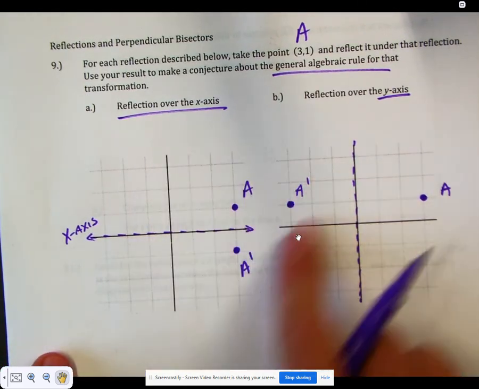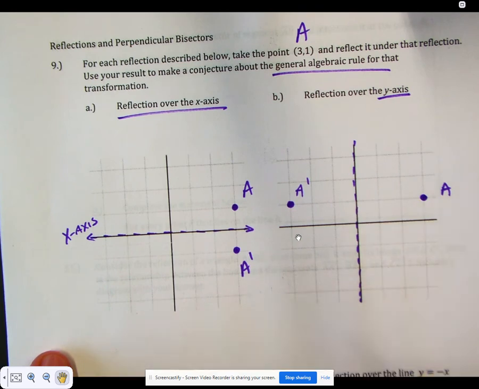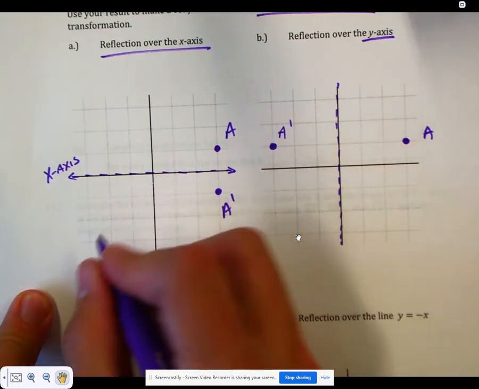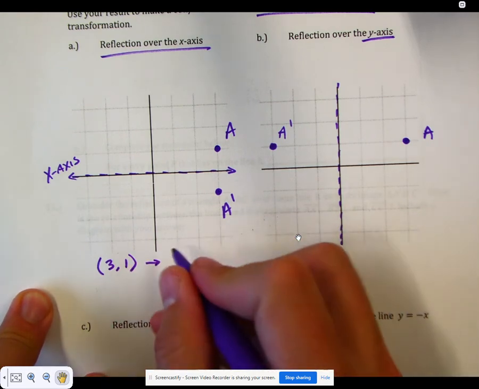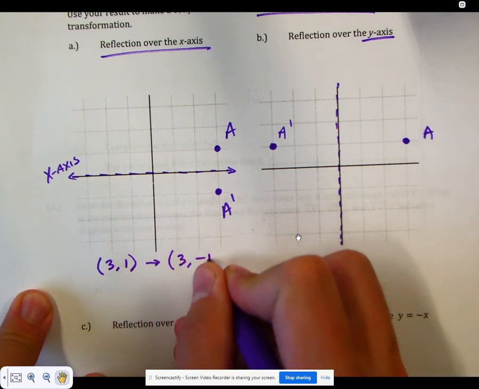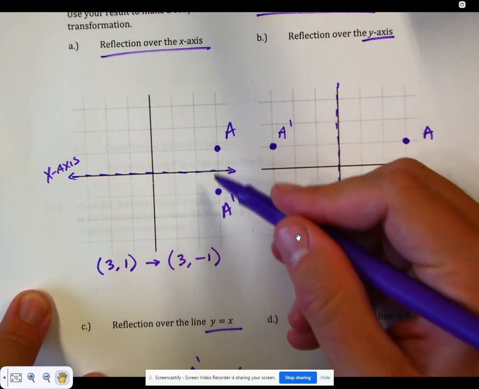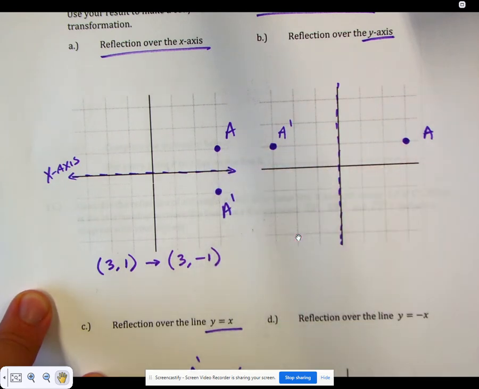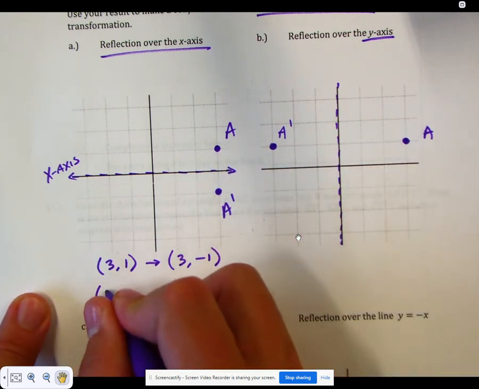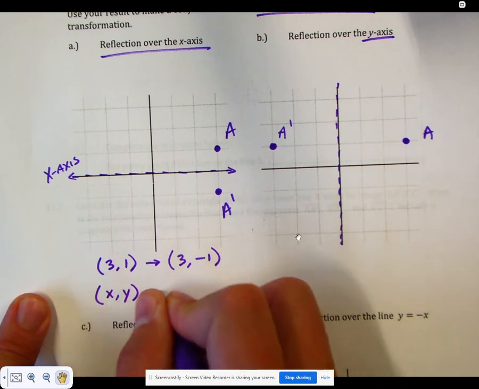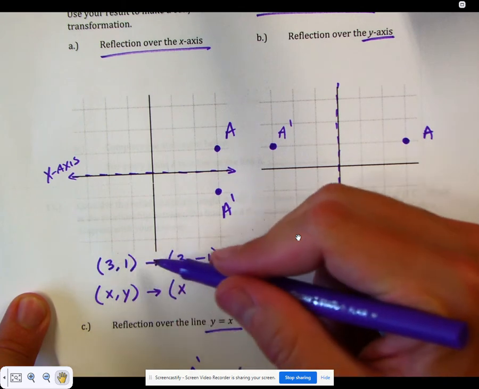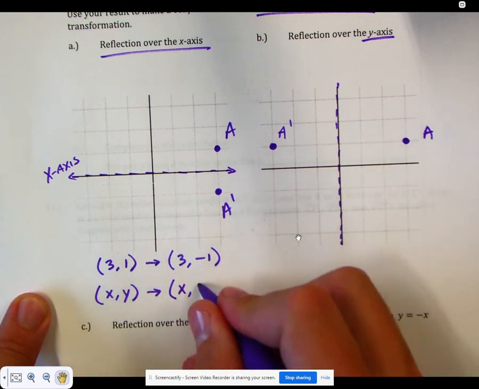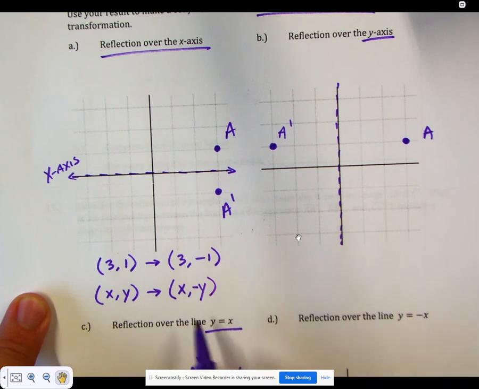On this first one, do you see how we went from 3, 1 and we ended up at 3, negative 1? So we went from 3, 1 to 3, negative 1. That suggests that the rule is xy maps to, notice the x value stayed the same, and the y value got made opposite. So xy maps to x, negative y.